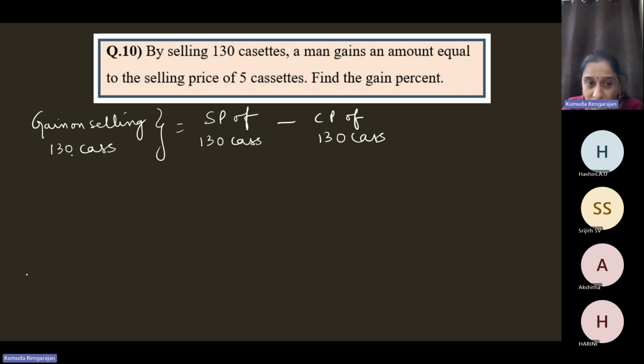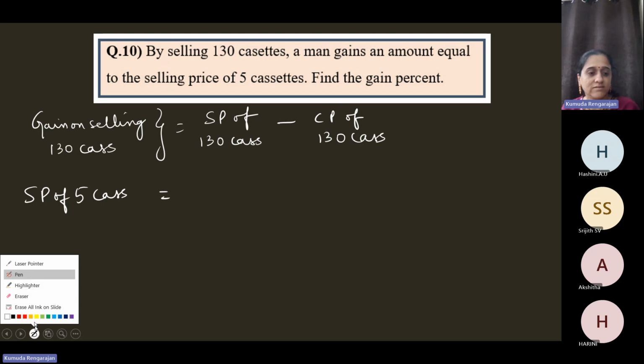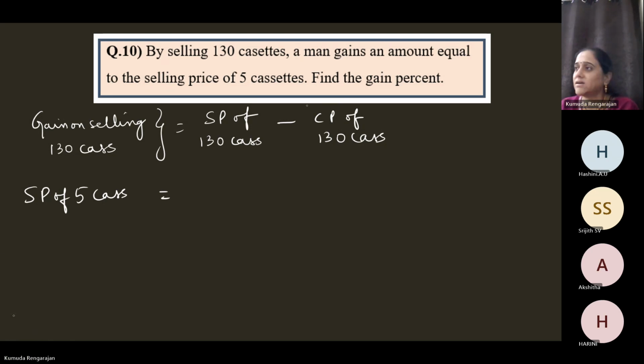But what is the gain on selling 130 cassettes given here? It's equal to what is given here. By selling 130 cassettes, a man gains an amount equal to the SP of 5 cassettes. So the gain is equal to SP of 5 cassettes. So under gain, I'm writing SP of 5 cassettes.